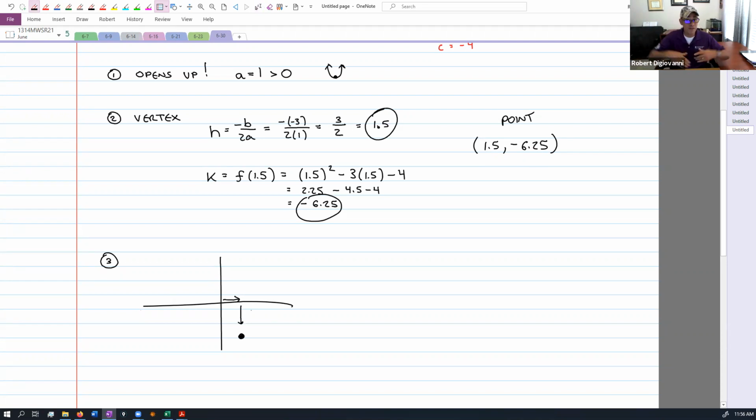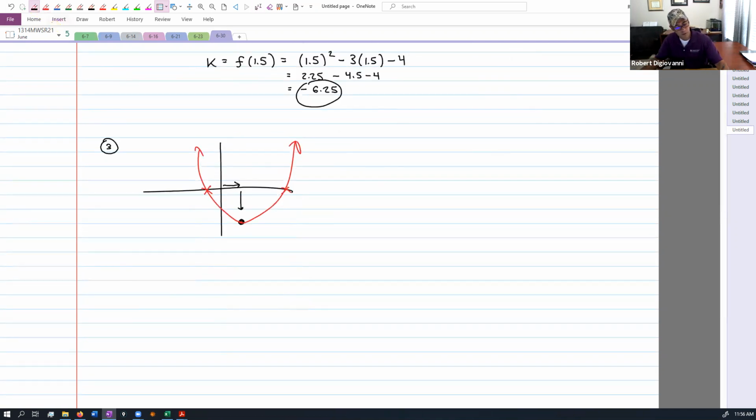And my parabola opens up, right? So I know that this thing goes up like this. So how many x-intercepts do I have? 2. There and there. I have 2 x-intercepts. That means that I need to go find them, which means I do need to do step 4. So for step 4, the x-intercepts, I'm going to put here, I have 2. Right? I know I have 2. I know that because of this.